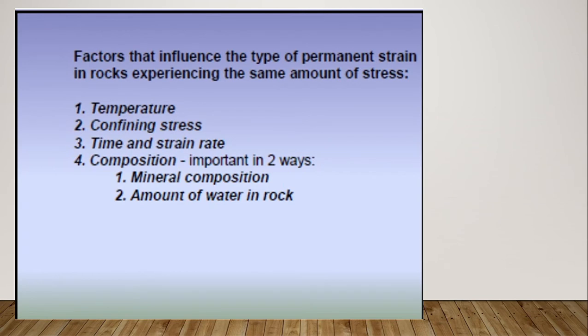Factors that influence the type of permanent strain in rocks experiencing the same amount of stress. We have number one, the temperature. The second one, confining stress. Third, the time and strain rate. The fourth one is composition, important in two ways. One, mineral composition, and the second one is the amount of water in the rock.